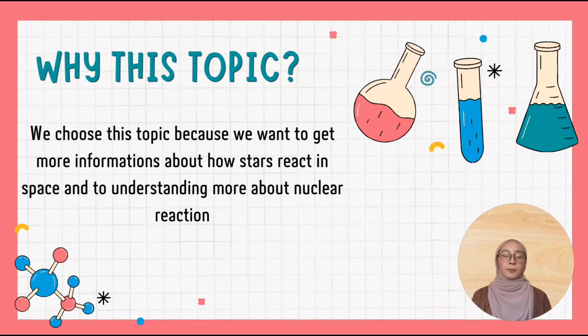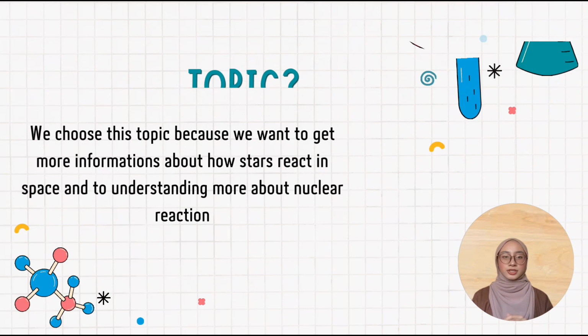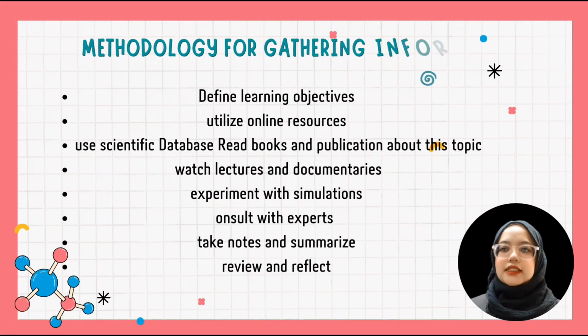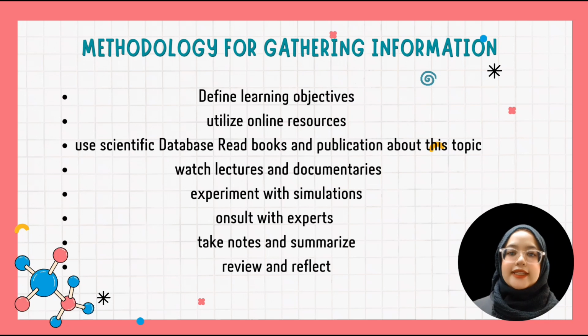Why did we choose this topic? We chose this topic because we want to get more information about how stars react in space and to understand more about nuclear reactions. Here is a general methodology that can be used to gather information on nuclear fusion in stars. So first, we define the learning objective. With a learning objective, we can start clarifying what specific aspect of nuclear fusion in stars we want to understand. This could include the processes involved, types of stars where fusion occurs, and energy generation.